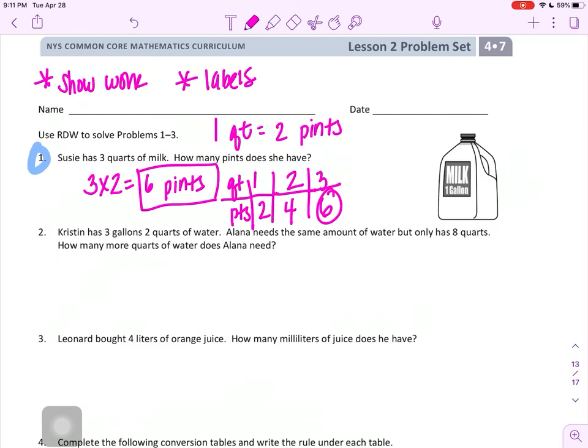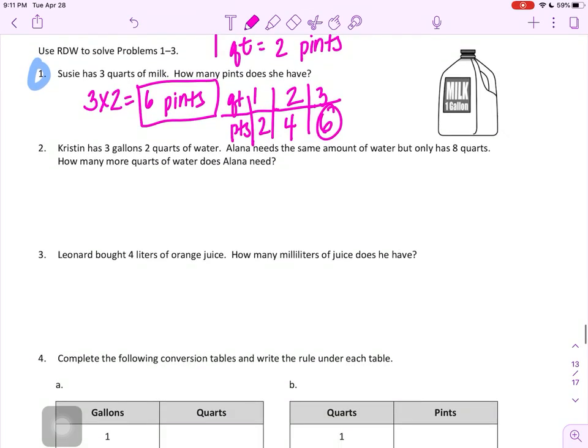And if you are posting this on Seesaw, please stick to like 1 picture per Seesaw page. If you're trying to put too many on 1 page, it's really hard for me to see your answers, and oftentimes I cannot. So try to post so I can see it.